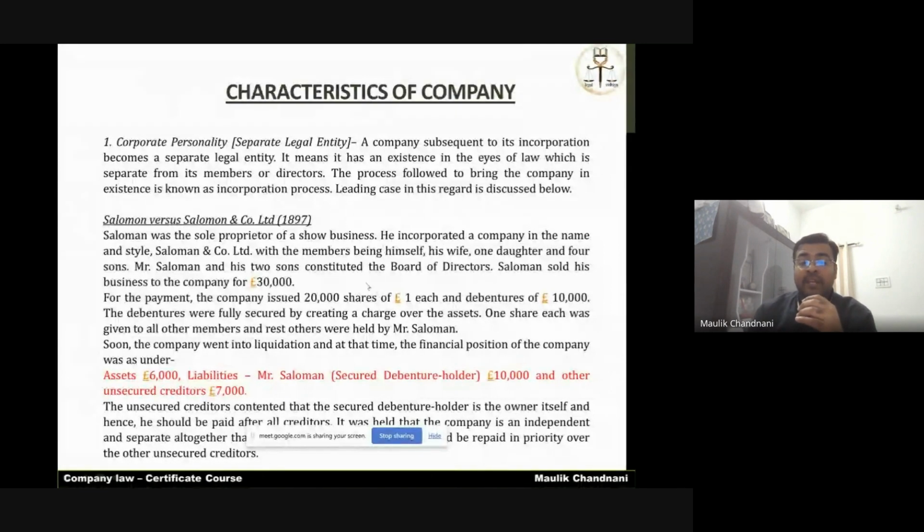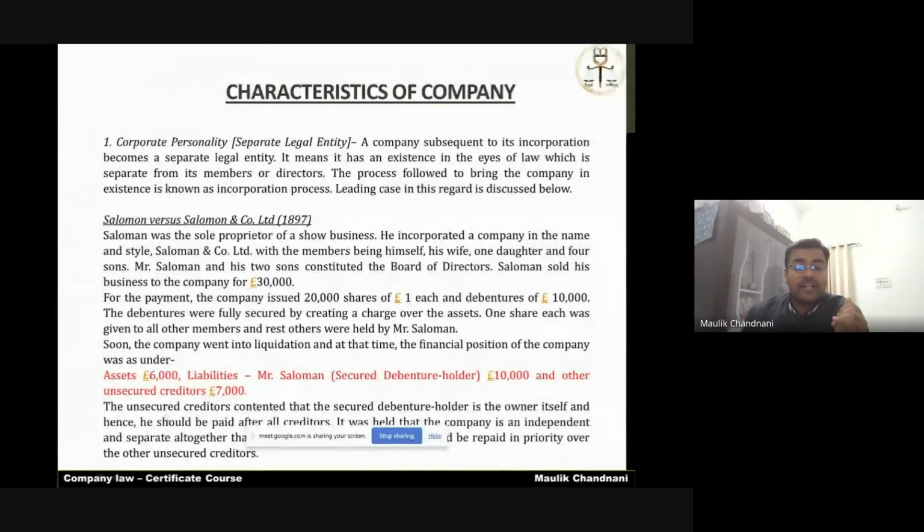Salomon, the main owner of the business. And there were 7,000 rupees owed to other creditors who don't have any security. They were unsecured creditors. Now, when the 6,000 assets were liquidated, Mr. Salomon took away the entire 6,000 because, as a matter of law, secured creditors are always given preference over unsecured creditors. That is why they are known as secured.